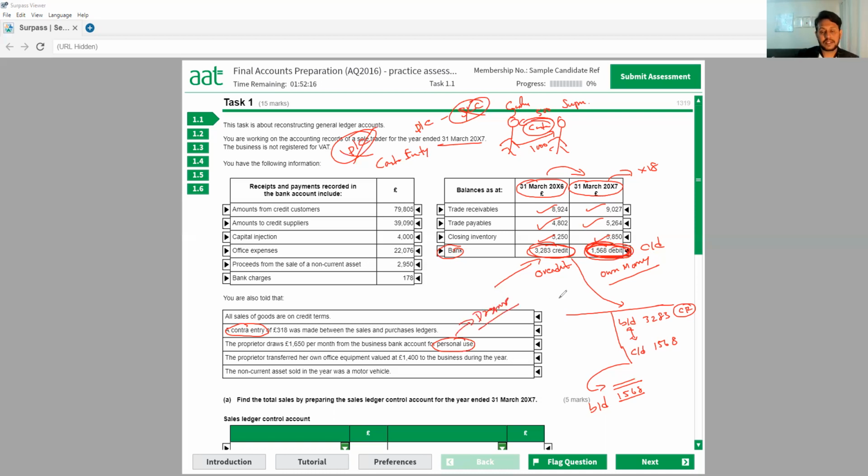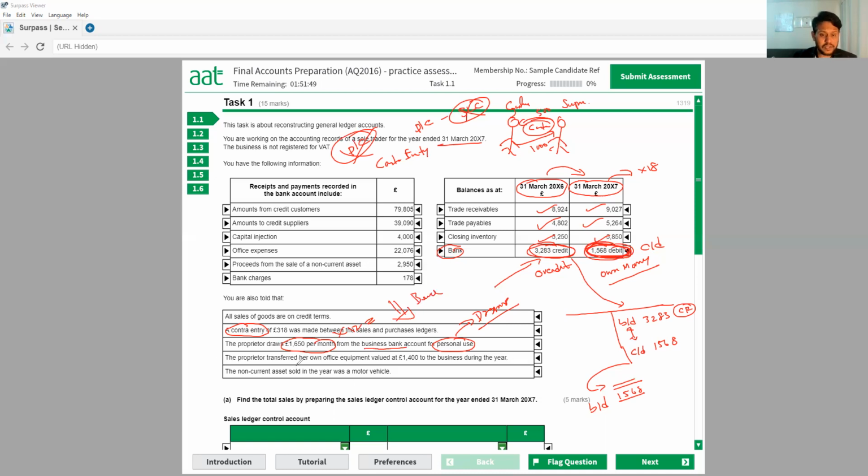Call it drawings. And drawings will reduce the capital. Remember that drawings will reduce the bank. If the proprietor takes this money per month from the business bank, that means the business bank will go down by this amount. So 1650 per month, we have to multiply by 12 to find out how much for the whole year. And the bank will go down by this amount. And this will be our drawings.